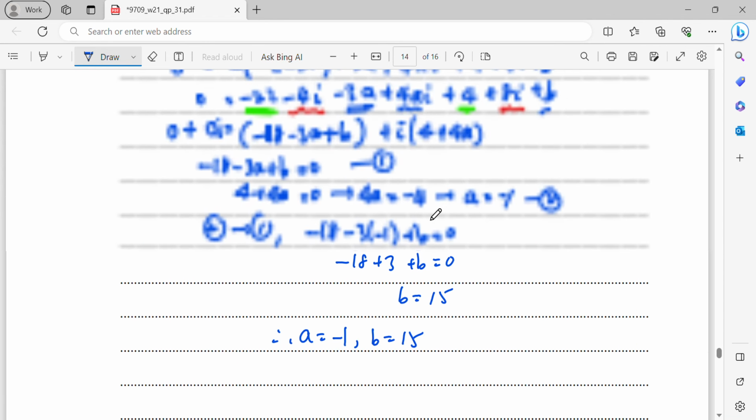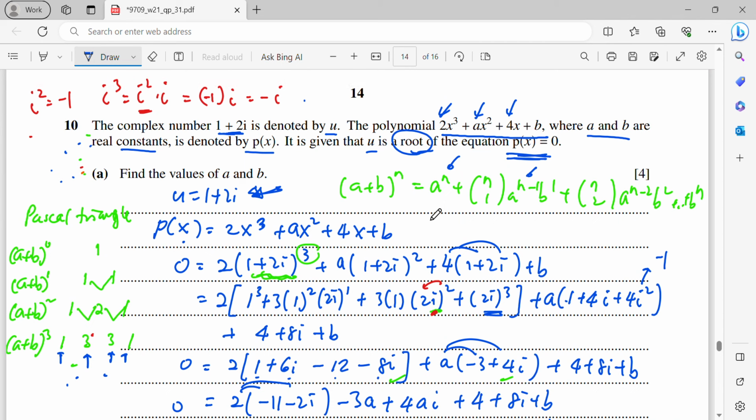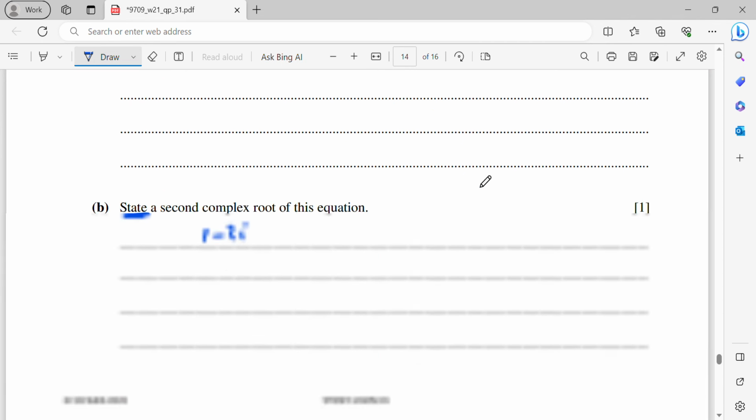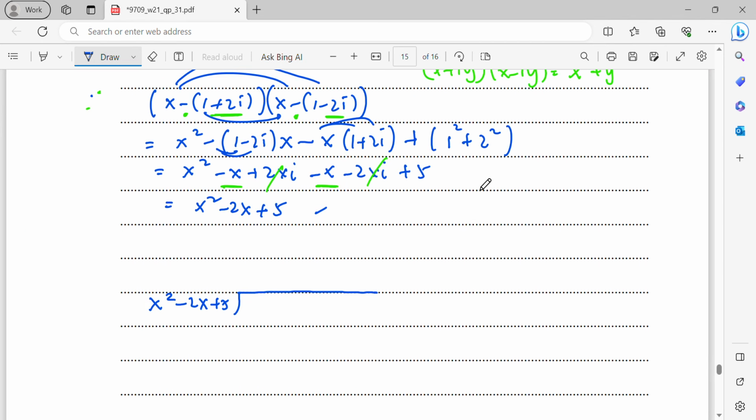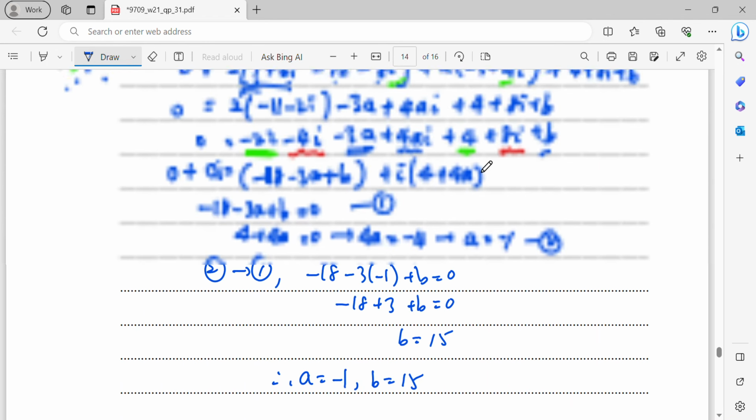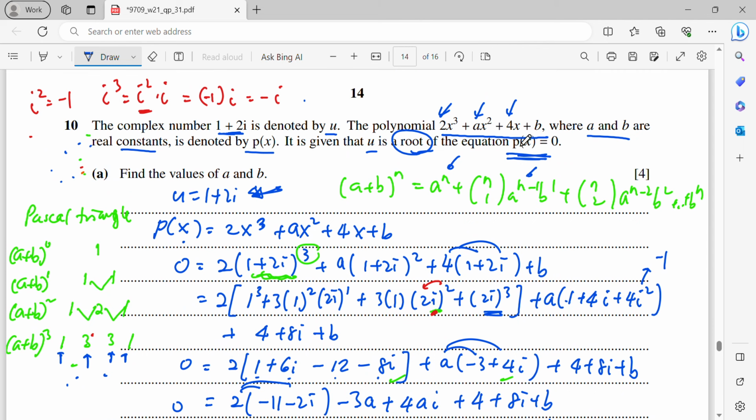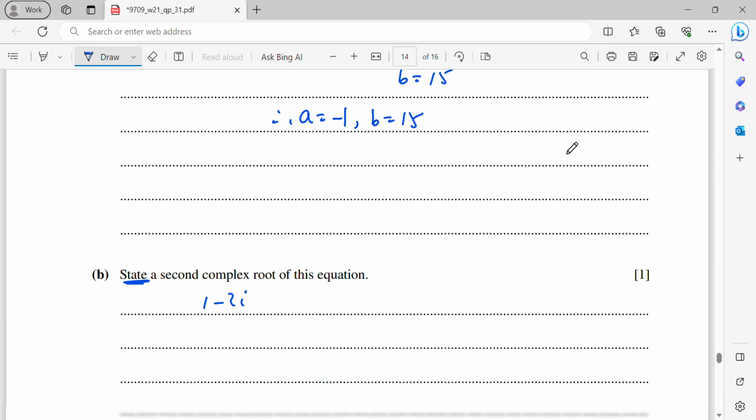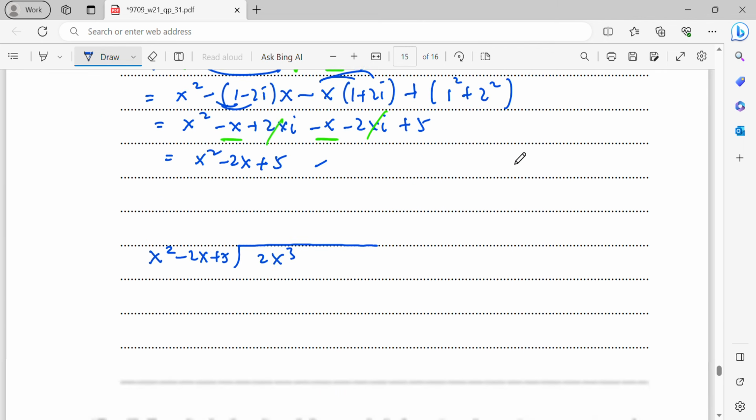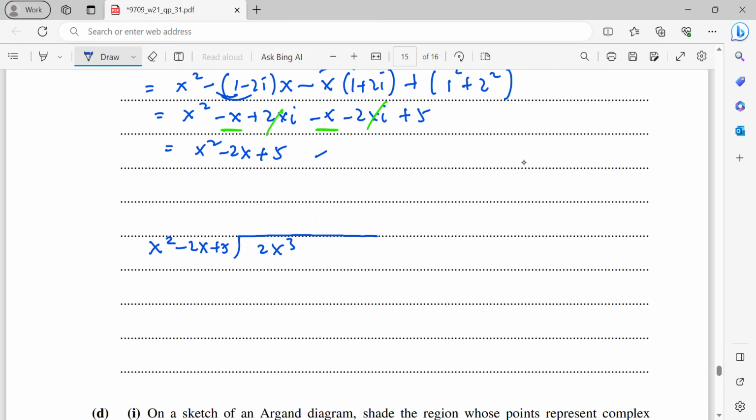My p(x) is 2x cubed plus ax squared plus 4x plus b. So replace the a and b that you have found. Then you will get minus x squared plus 4x plus 15.